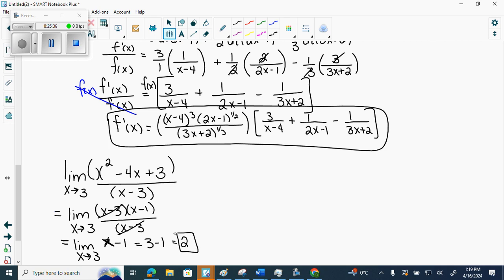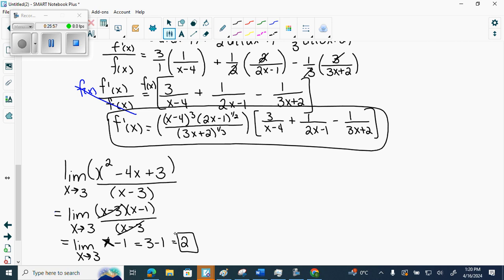What does it mean? As it approaches 3, it gets close to 2. So from the left, as I'm approaching 3, and from the right, as I'm approaching 3, it's getting closer and closer to 2. Does 2 exist? Does it have to exist in order for a limit to exist? No. Does 2 have to exist in order for it to be continuous? Yes, because from the left, the right, and at that value, it has to be the same.